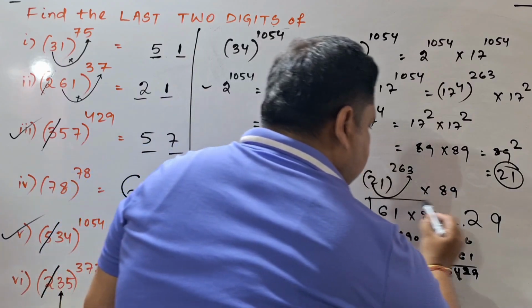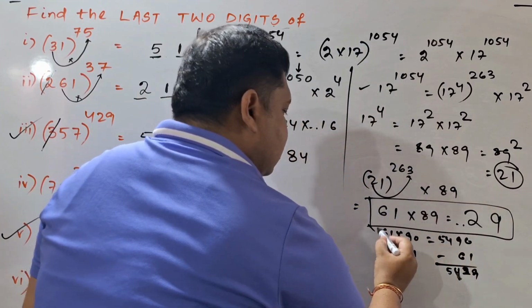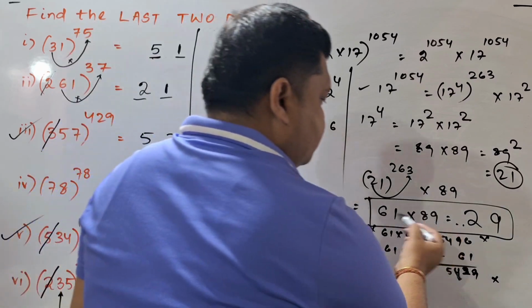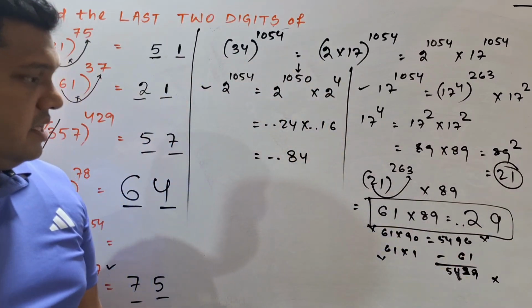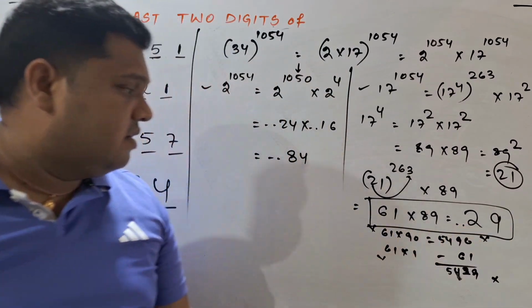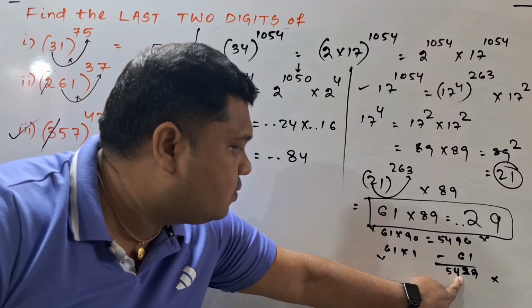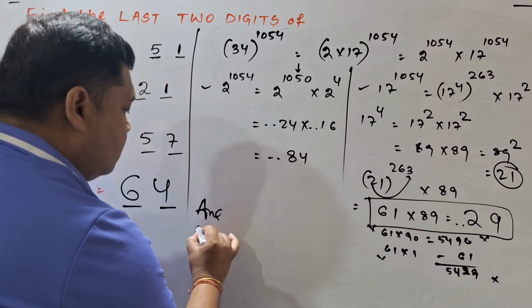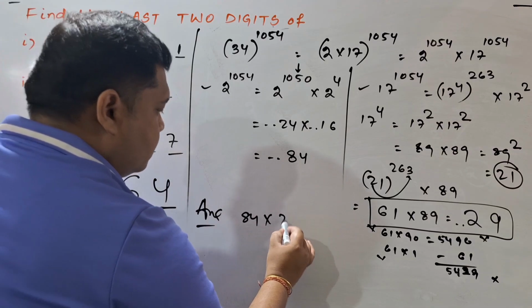You have to solve this one. This is the calculation. I do the rough work here. Directly if you multiply, no issue. Here the result is 5429. So 29. 29 into 84. What is the final answer? 84 into 29.